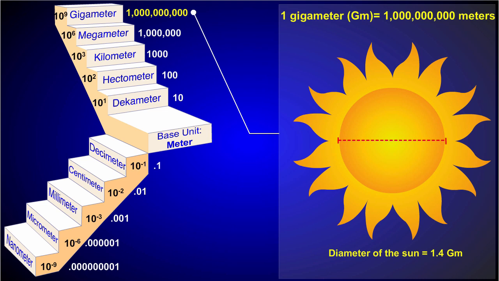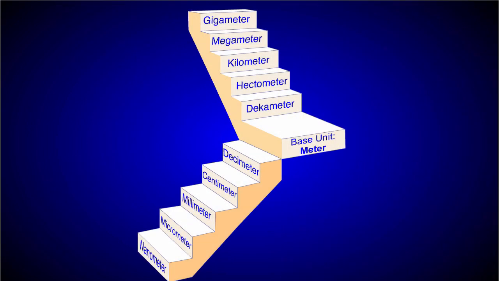While it makes sense to understand all these units of measurement, the ones that are most commonly used in the sciences include nanometer, micrometer, millimeter, centimeter, meter, and kilometer.